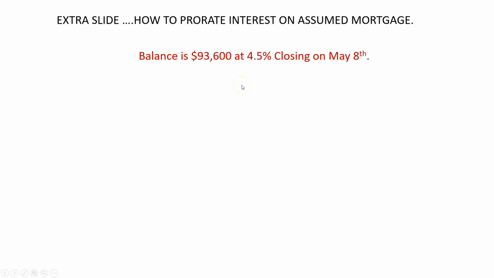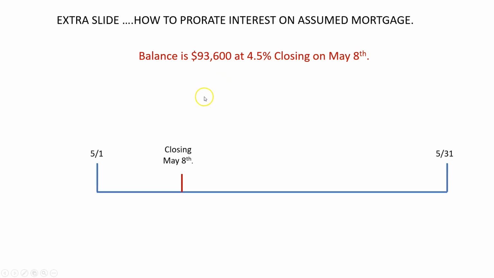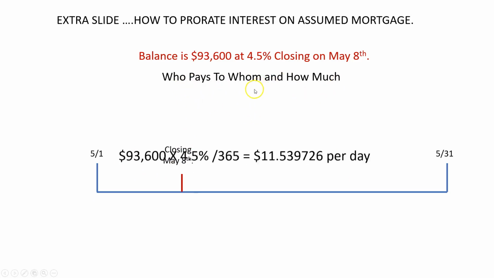And then, because this seller hasn't paid the mortgage and the buyer is going to be paying the mortgage at the end of the month, the seller is going to have 7 days borrowing that money without having paid the mortgage. So this is what we have to do. We have to get that 7 days' worth of mortgage interest and hand it over to the buyer. So who pays to whom and how much? Let's have a quick look.